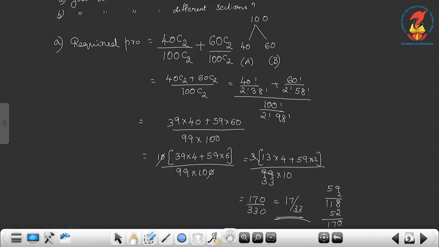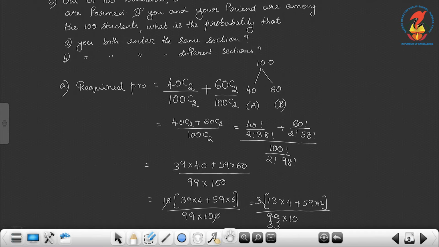There is another method also. In that method, you and your friend enter the same section. Suppose you enter in A division. So you two are there. Then thinking about the remaining 38 students, we have to select the remaining 38 from 98. So 98 C 38. By total is 100, from 100 we have to select 38, so 100 C 38. That way also possible. So you just try that method also.